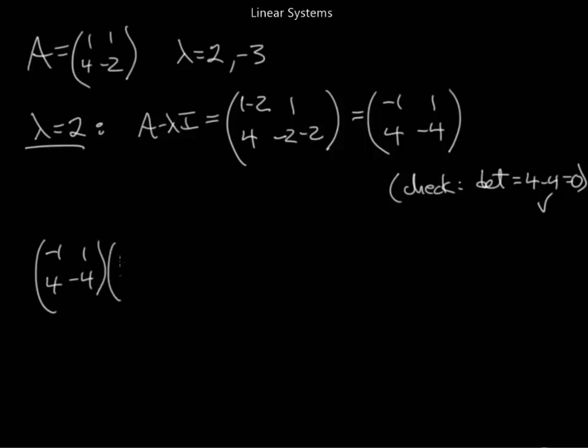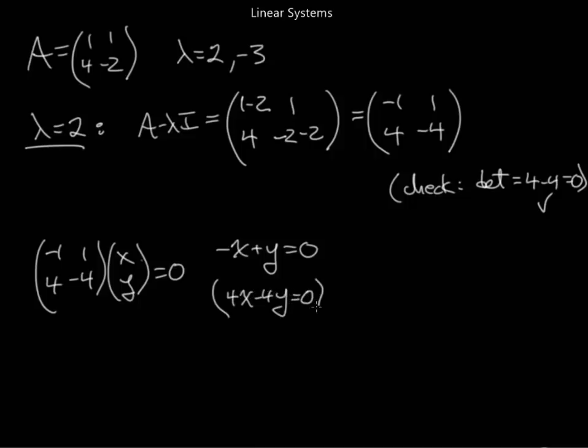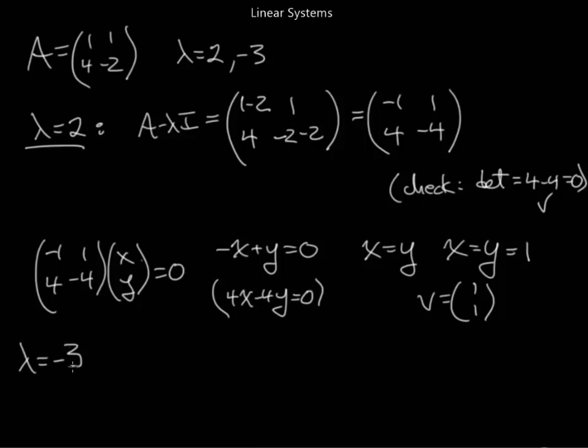We're trying to find a vector which is taken to 0, and that's just the equation minus x plus y is equal to 0. The second equation is redundant: 4x minus 4y is equal to 0. So it's really just one equation, x equals y, and so you can take x equals y equals 1. That's our eigenvector for 2, and I found that on an earlier slide.